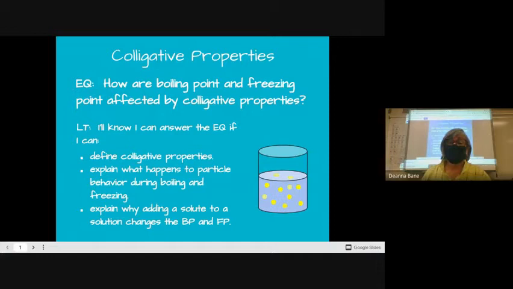So the essential question today is how are boiling point and freezing point affected by colligative properties? And you'll be able to answer that question if you can define colligative properties, if you can explain what happens to particle behavior during boiling and freezing, and if you can explain why adding a solute to a solution changes the boiling point and freezing point.